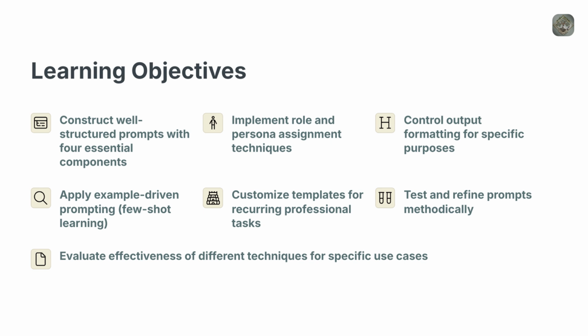By the end of this module, you'll master 7 specific capabilities that directly enhance your AI interactions. You'll learn to construct well-structured prompts using 4 essential components that guide AI systems effectively. You'll implement role assignment techniques that access specialized knowledge and create consistency in AI responses. You'll control output formatting to ensure information is presented exactly as needed for your purpose. You'll apply example-driven prompting to demonstrate patterns when explicit instructions aren't sufficient.